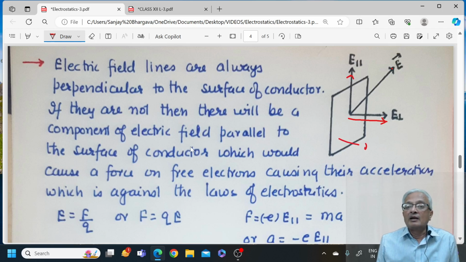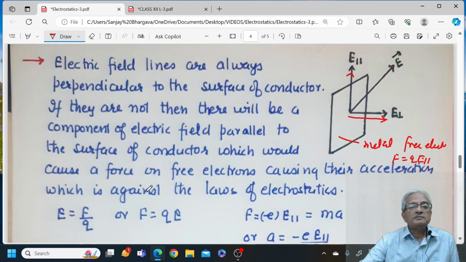This is metal. And what does metal possess? Metal possesses free electrons. So they would experience a force F = qE due to the parallel component. And what would the force do? It would cause their acceleration. An acceleration not permissible in electrostatics.